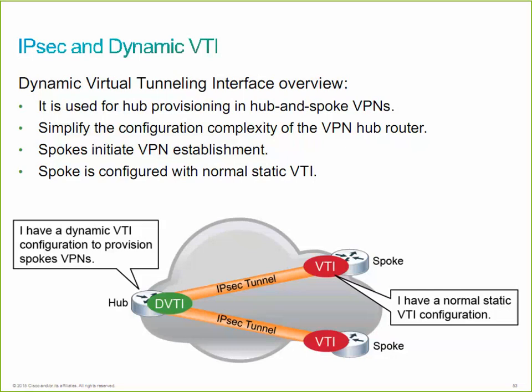All right? So the dynamic VTI is really appropriate for very large hub and spoke deployments. It allows us to really simplify that VPN provisioning on the hub router. And we can use those dynamic VTI implementations in an environment where the spoke even has dynamic WAN IP addresses, because I don't have to statically configure the spoke endpoints in the configuration. The spokes simply call home and we create the virtual interfaces based on that.